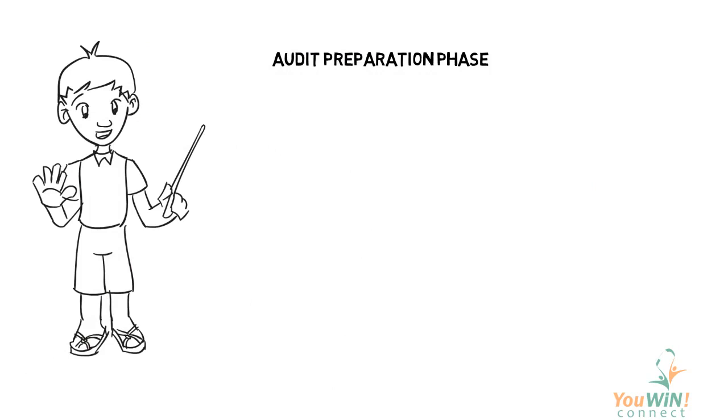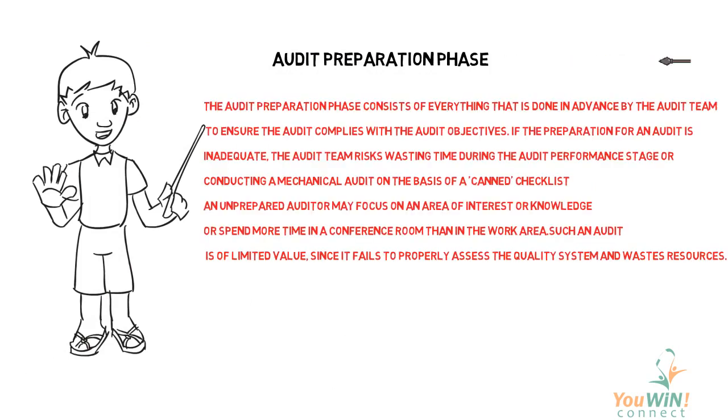Let's look at the audit preparation phase. The audit preparation phase consists of everything that is done in advance by the audit team to ensure the audit complies with the audit objectives. If the preparation for an audit is inadequate, the audit team risks wasting time during the audit performance stage or conducting a mechanical audit on the basis of a canned checklist. An unprepared auditor may focus on an area of interest or knowledge or spend more time in a conference room than in the work area. Such an audit is of limited value since it fails to properly assess the quality system and wastes resources.